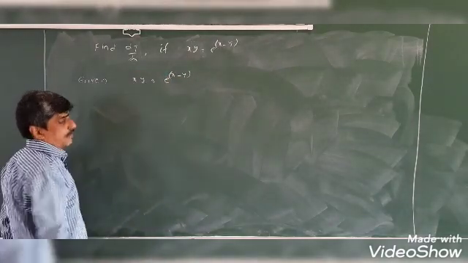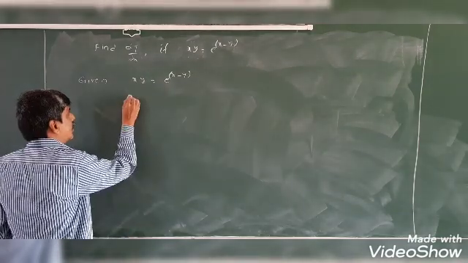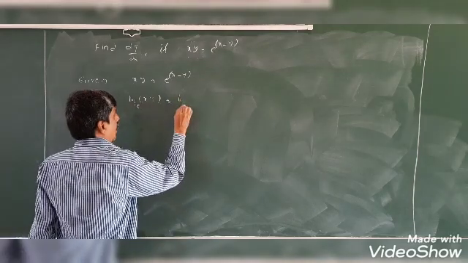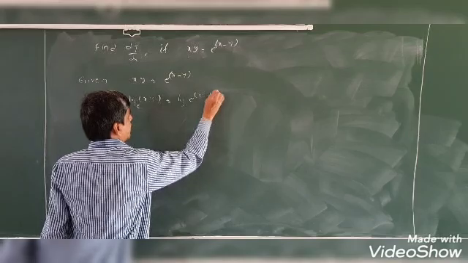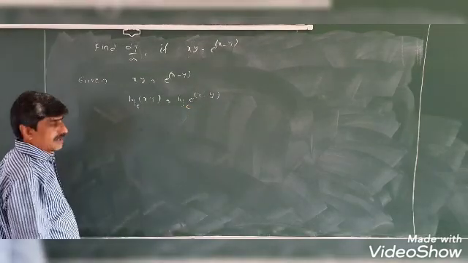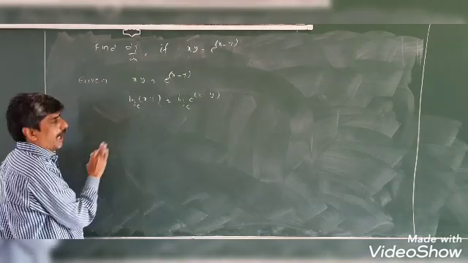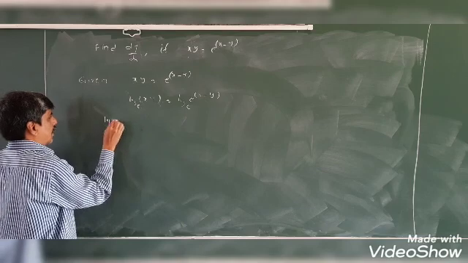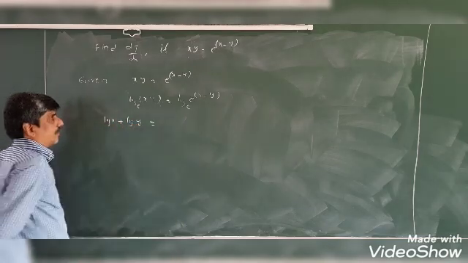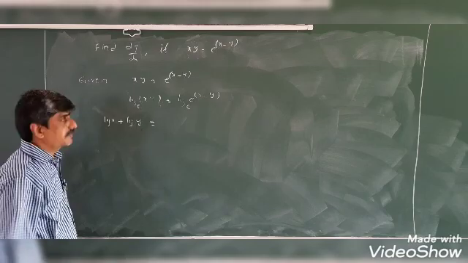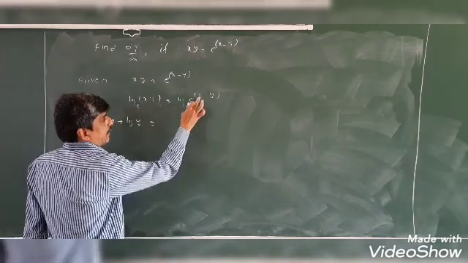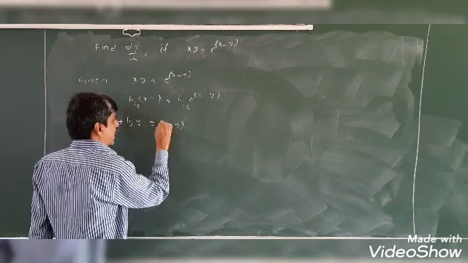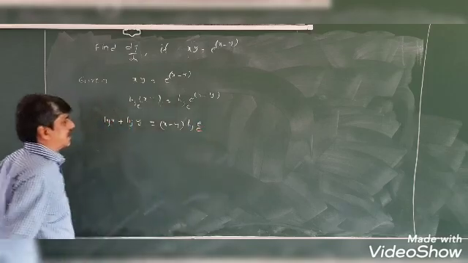Take log with base e on both sides. So log of x^y with base e is equal to log of e^(x - y) with base e. Here, log a power m means m log a. So y log x is equal to (x - y) into log e base e.